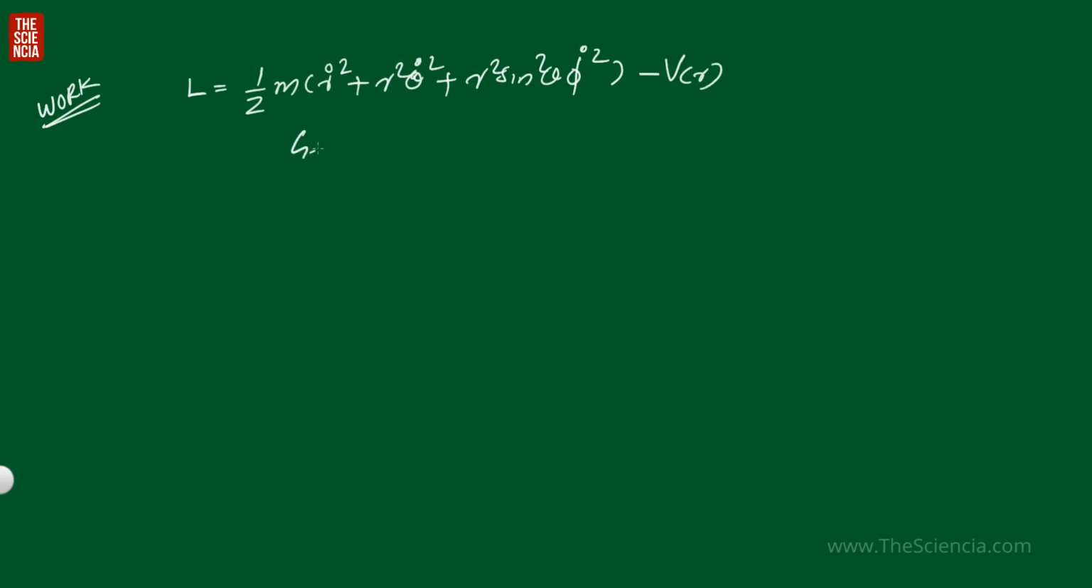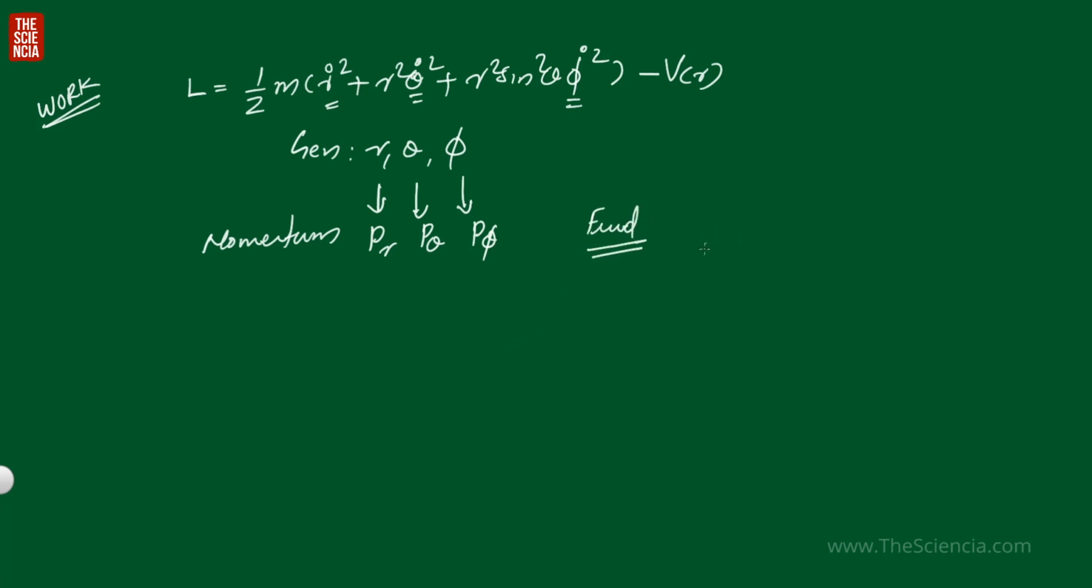Now a small work for you. You know the Lagrangian in the spherical polar coordinate system. What is it? 1/2 m(ṙ² + r²θ̇² + r² sin²θ φ̇²) minus V(r). Here you know the generalized coordinates are r, θ and φ. So there will be corresponding momenta, that is p_r, p_θ and p_φ. So your work is to find these values. I think you know the equation, that is generalized momenta p_i equals ∂L/∂q̇_i. So please solve it.